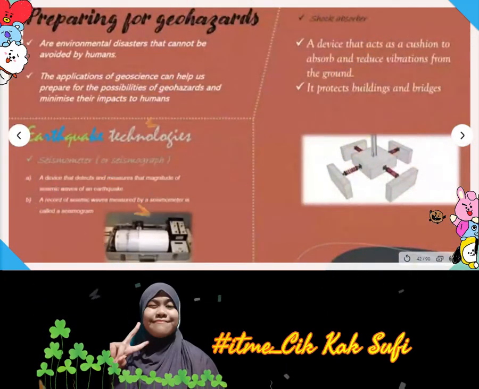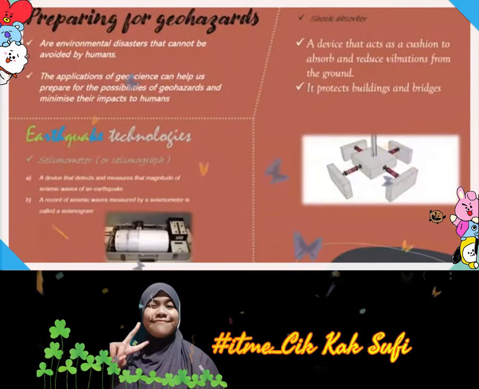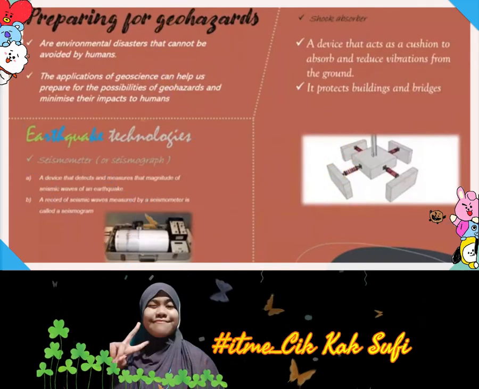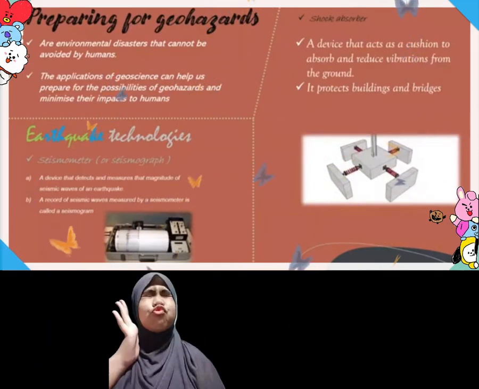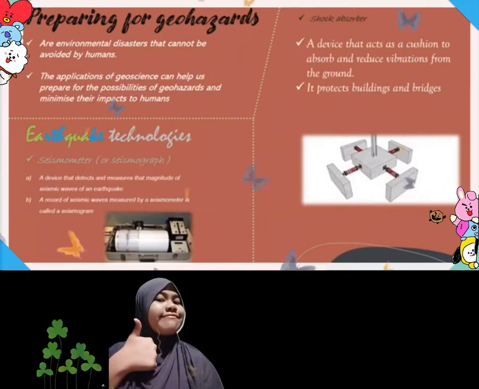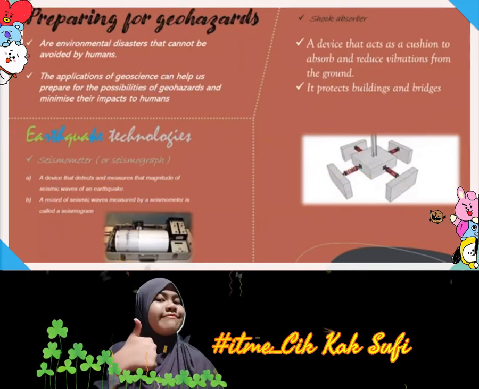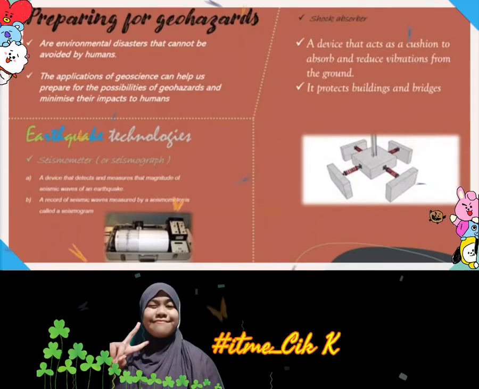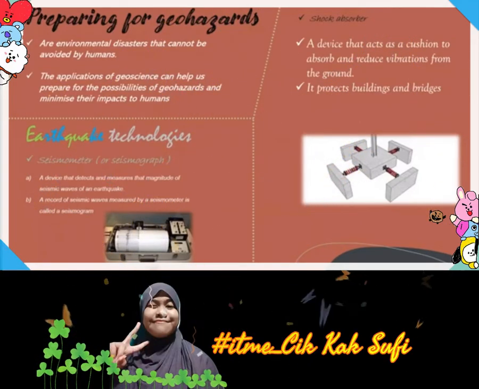In this video, we are going to talk about geohazard phenomena. Usually when a geohazard happens, we need to be prepared. These geohazards are environmental disasters that cannot be avoided by us humans. The application of geoscience can help us prepare for the possibilities of geohazards and minimize their impact on us humans.